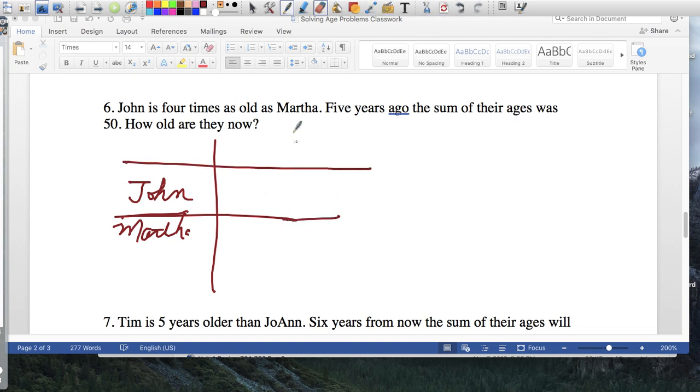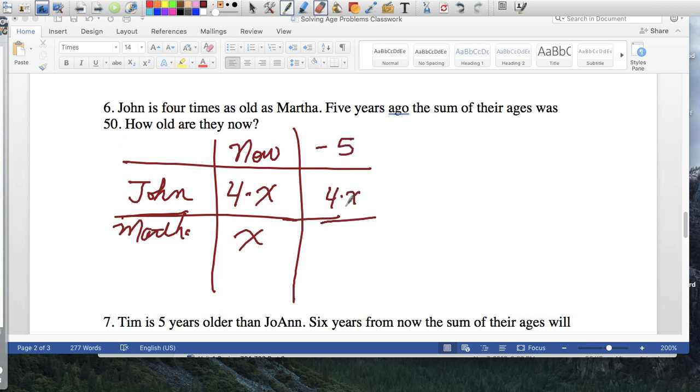So, what do we know about John? Well, we don't know anything about Martha, so that's going to be our X. John is 4 times older than Martha, so it's 4 times X. 5 years ago, again, it's going to be minus 5, right? So it's what John is, that's his age. But 5 years ago, he was minus 5 years old. And then Martha is X years old, but 5 years ago, she's X minus 5.